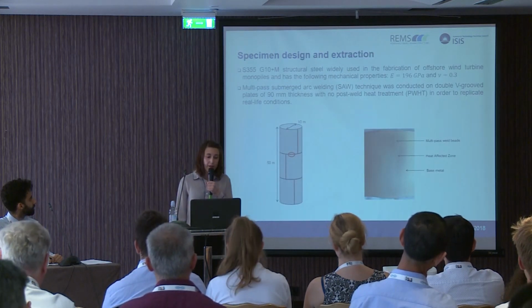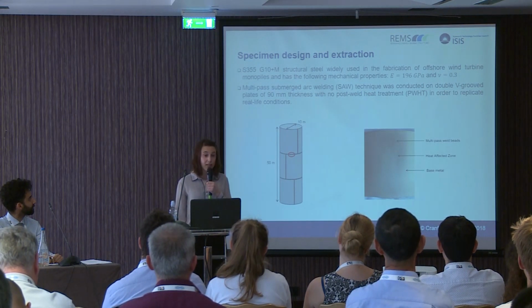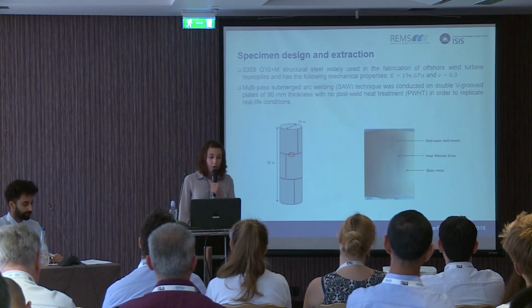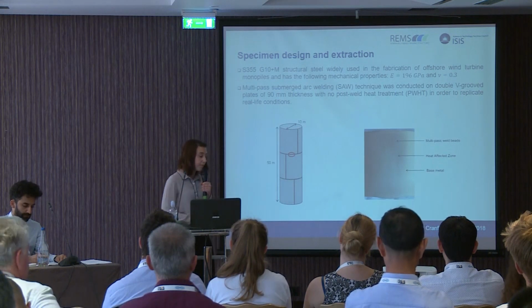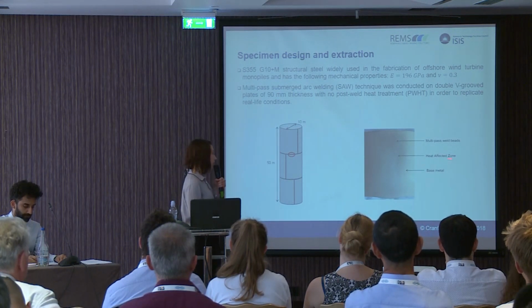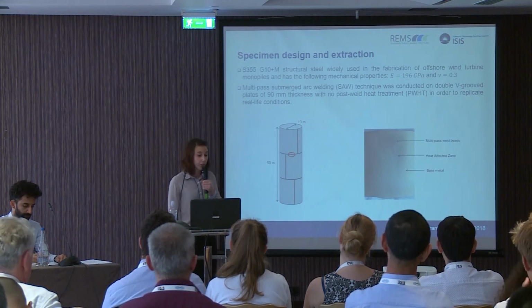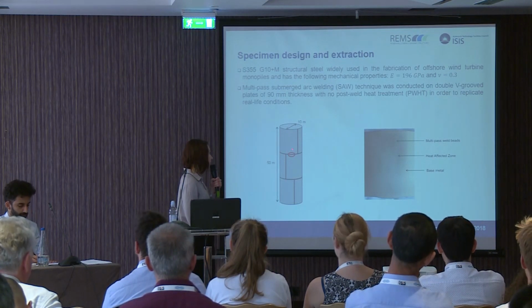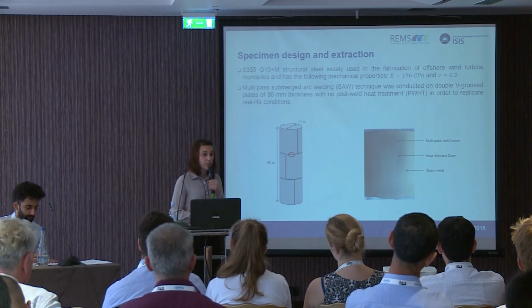So S355 J10 plus M structural steel is used in this study and is widely used in the fabrication of offshore wind turbines, monopiles. Multipass submerged arc welding technique was conducted on a double V groove plate with no post-weld heat treatment, so that's this picture here, in order to replicate real-life conditions. And we're talking about the weld in this region, as it's been proven that the crack initiates within the HAZ of the circumferential welds.